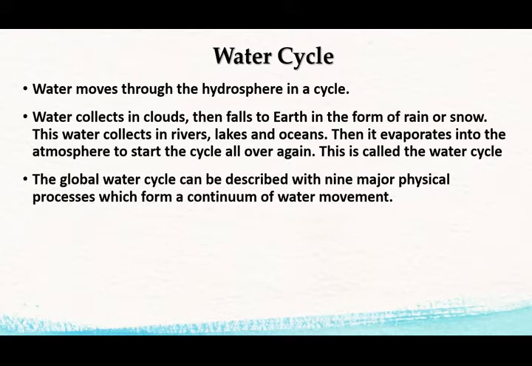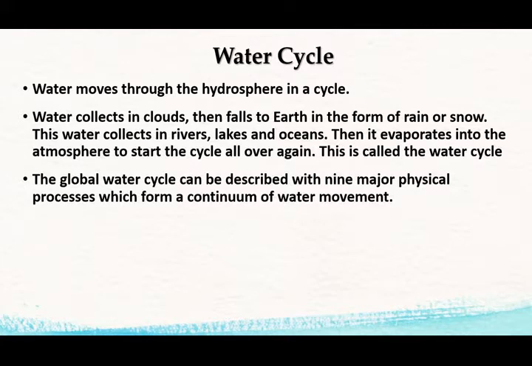Now we shall see about the hydrologic cycle or water cycle. Water moves through the hydrosphere in a cycle. Water collects in clouds, then falls to the earth in the form of rain or snow. This water gets collected in rivers, lakes, and oceans. Then it evaporates into the atmosphere to start the cycle all over again. Thus, a continuous circulation of water from earth to atmosphere and vice versa in nature is maintained, and this is called the water cycle or hydrologic cycle.